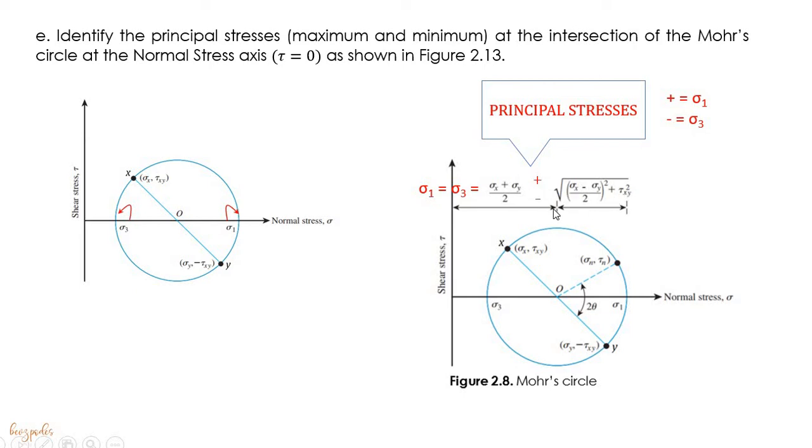So if we add the radius from this point, this becomes the value of sigma 1. And if we subtract the radius, this is also the radius, and we subtract, this now becomes the value of sigma 3. Therefore, even without using the equation, and by just merely looking at the Mohr's circle, you can identify the value of your sigma 1 and your sigma 3 or your principal stresses.